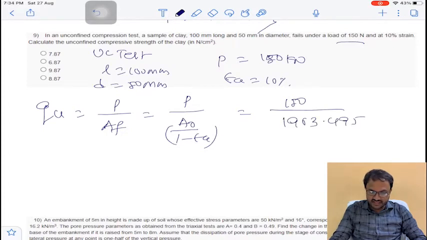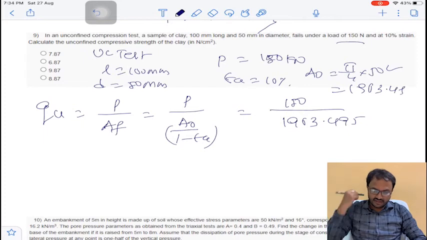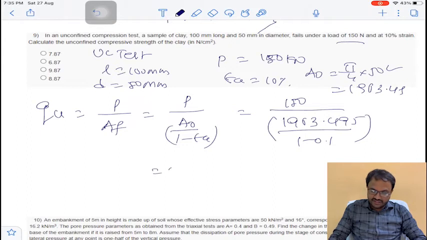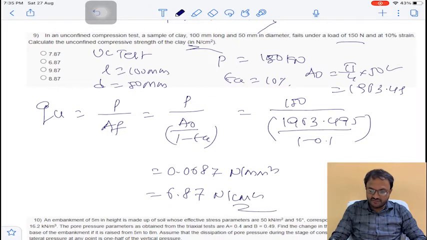A naught is equal to pi by 4 into 50 square, it will be 1963.49 mm square. So divided by 1 minus epsilon, that is 1 minus 0.1. So it will be 0.0687 Newton per mm square. He asked in Newton per centimeter square. That will be 6.87 Newton per centimeter square. Clear? So the answer is B for question number 9.